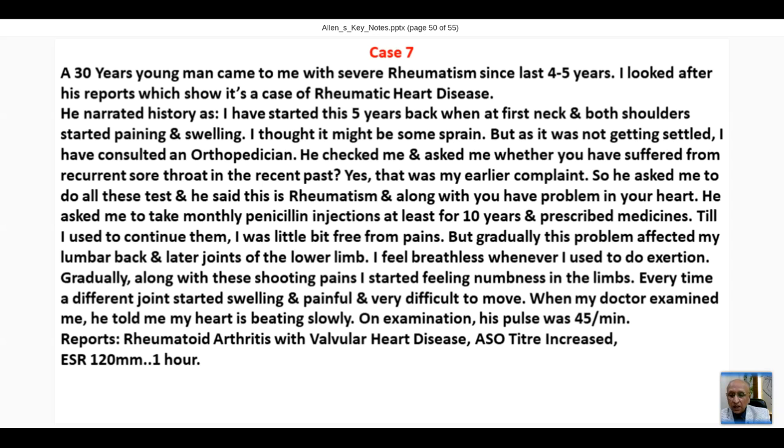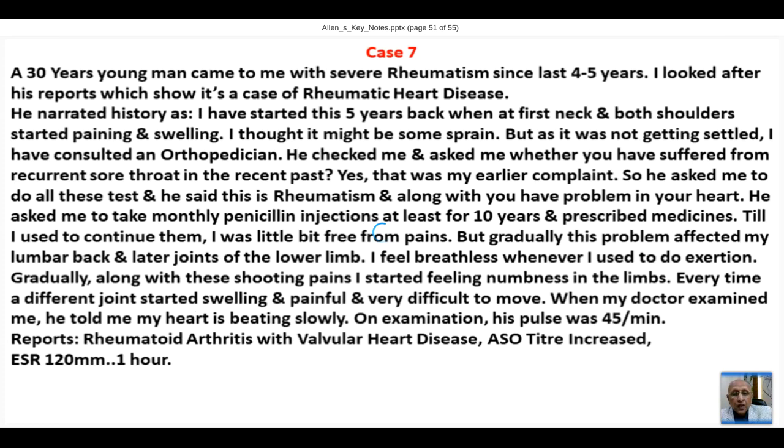The report shows rheumatoid arthritis, RA test strongly positive, ASO titer positive, valvular heart disease, and ESR was 120 mm in 1 hour, and this was a clear-cut case of the remedy. If you understand the remedy properly with Allen's Keynotes, you will definitely come to the same remedy which I mentioned, as many practitioners do, that it is Kalmia latifolia. Yes, I have given it.